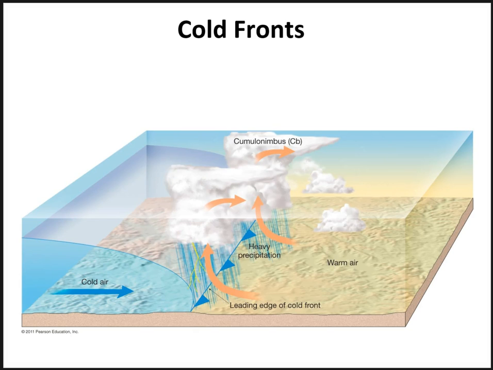A cold front is portrayed on a weather map as a line of blue triangles pointing in the direction towards which the front is moving. And you can see those blue triangles pointing towards the right, indicating that the cold front is moving from left to right.